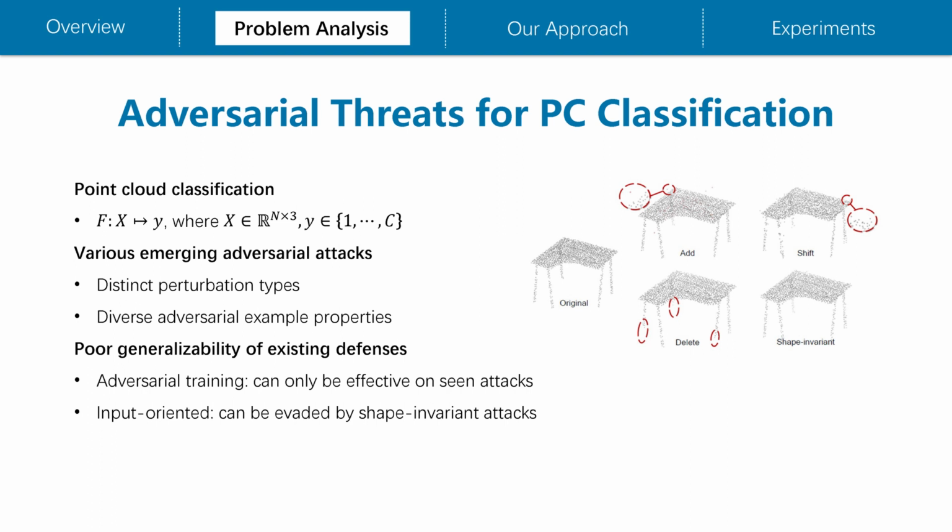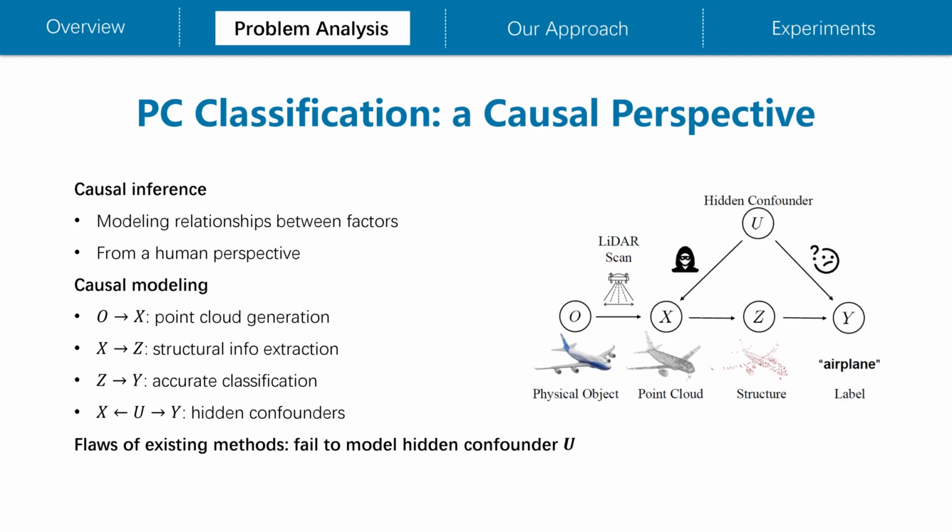predictions. Existing defenses, such as adversarial training or input-oriented approaches, often fail to generalize well against diverse attack strategies. Motivated by this, we propose to analyze point cloud classification from a causal perspective, inspired by how humans recognize 3D objects. Our key insight is that, regardless of the specific attack strategy, the resulting adversarial examples still bear a strong resemblance to benign point clouds from the human perspective. This suggests that we should focus on identifying the causal effect between the point cloud data and the classification, rather than relying on statistical correlations.